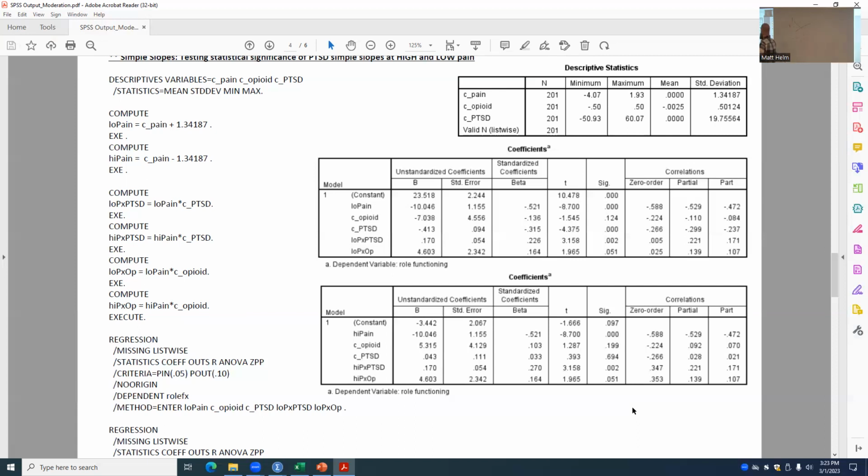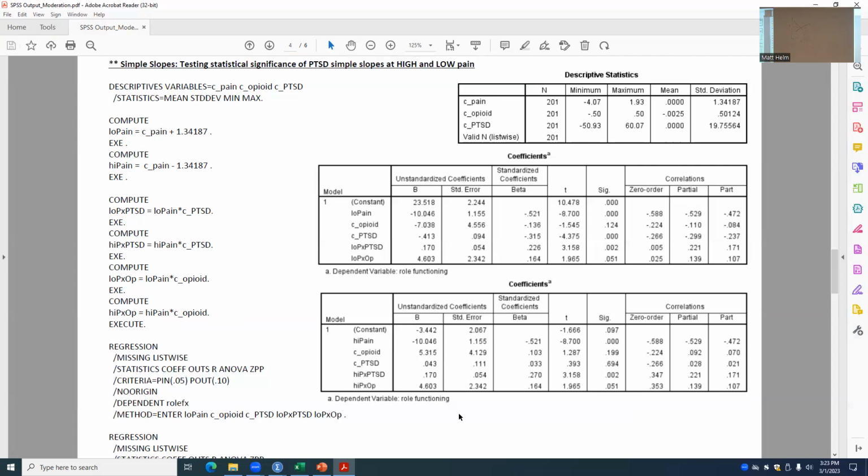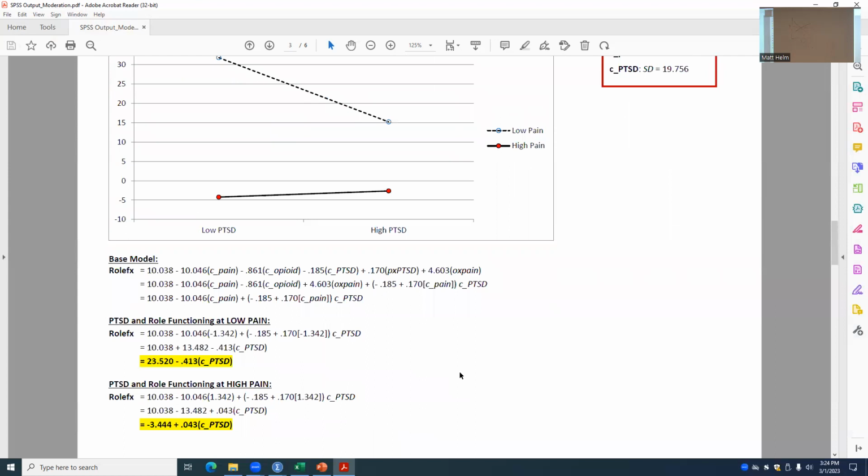And if we go back and take a look here, we're seeing that for high pain, I've got a constant of 3.44 and a simple slope of 0.043. And if I go back and look at what I hand calculated from this, I got the exact same thing. Okay, real quick, does that help clarify what we've got going on with this?